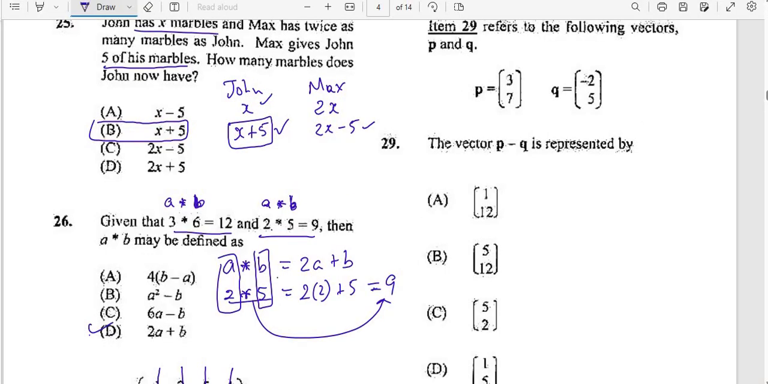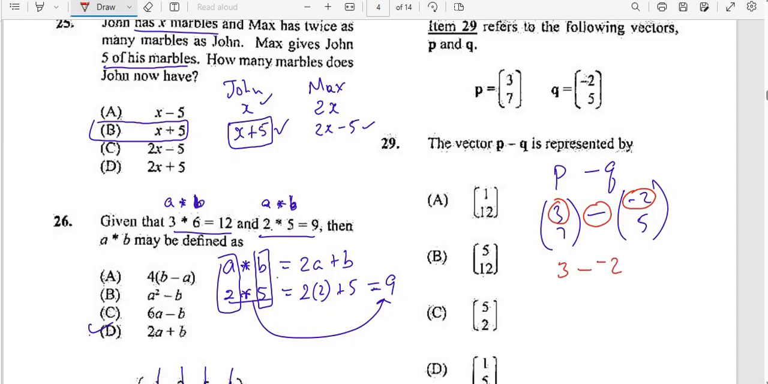P is 3, 7. In other words, component x equals 3, y equals 7. Q has components x equals negative 2, y equals 5. When we subtract these two quantities, P minus Q, we want to find the result of this difference. So we take the x component, 3, and subtract the corresponding x component of the other vector. So this is 3 minus negative 2.